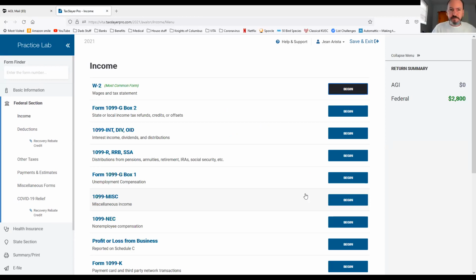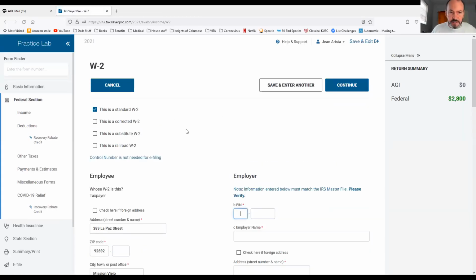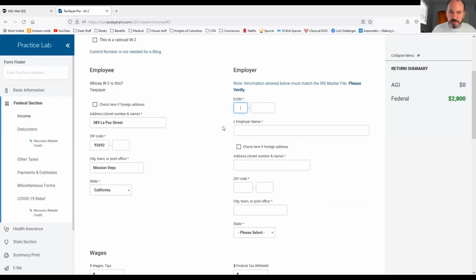Okay, so let's go to the W-2. And again, as I said, this is the most common form. You're going to see this a lot in the VITA program. And we're going to indicate that Jean works at this shop. And so we're going to put in the EIN, which stands for the employer identification number. And that's 95-87-65-433.